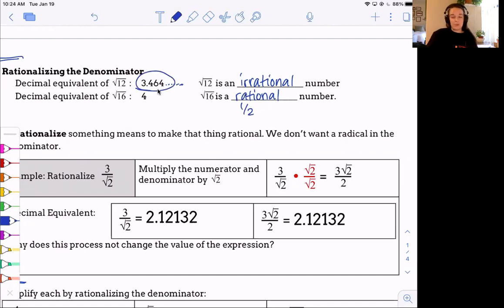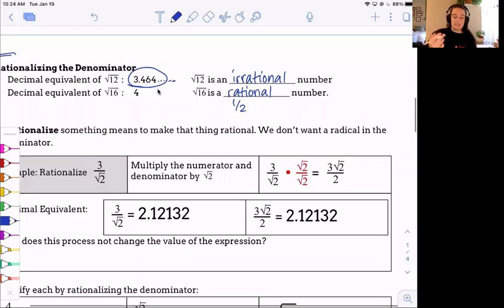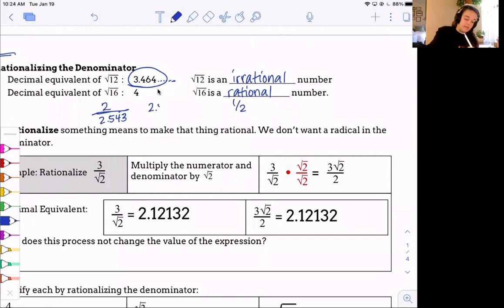And so that is why it is irrational. So you have to think back to before we had calculators, right? Before we had calculators, it was very, very challenging to divide by a decimal, right? So if you had 2 over 2.543, that is a much harder problem than, say, 2.543 divided by 2.